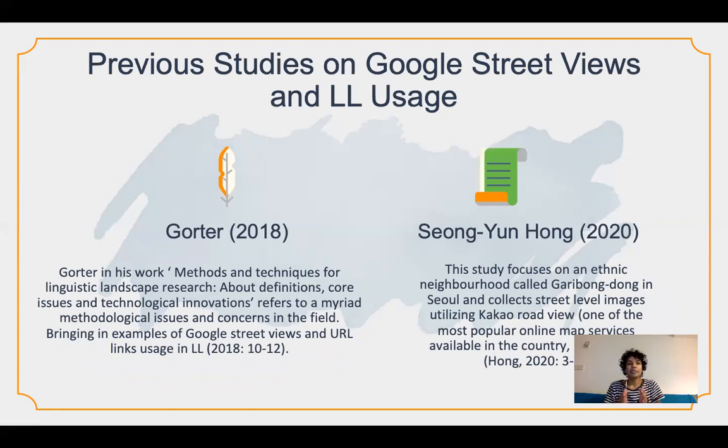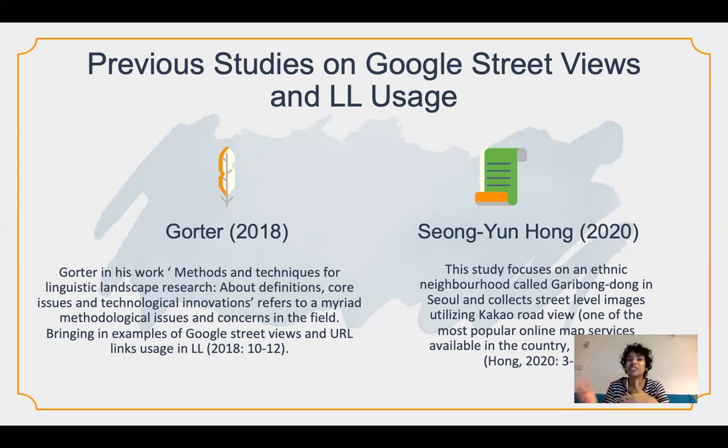So let's move on to previous studies that refer to or utilize Google Street Views. I was able to find Greta 2018 talking about the methodological issues and particularly bringing in examples from Google Street Views as well as URL link usage. And Hong 2020 was the only study I was able to find at that point of time that utilizes Kakao Road View, which is synonymous with Google Street Views.